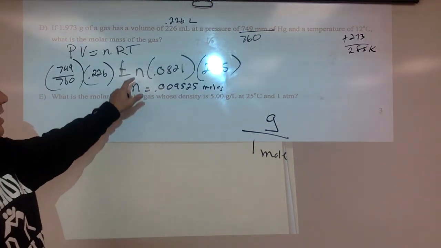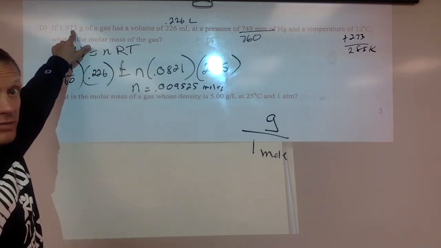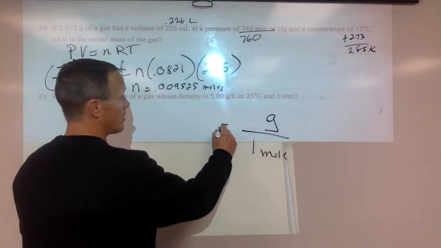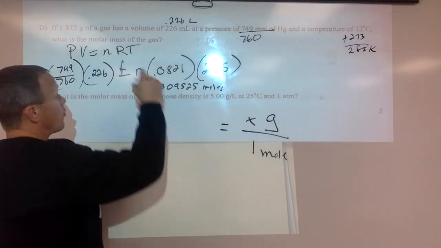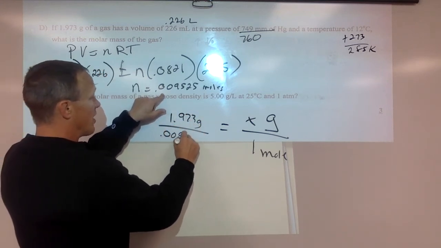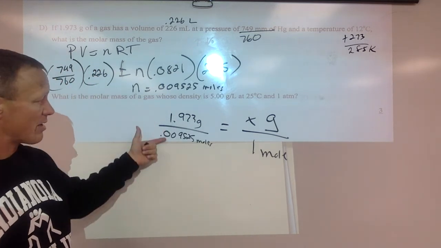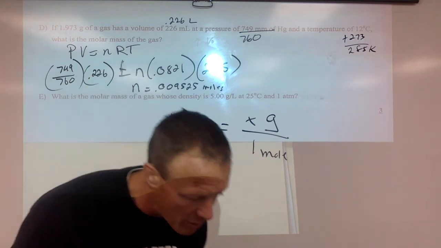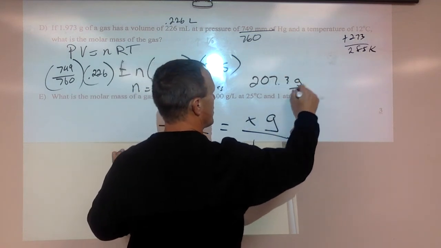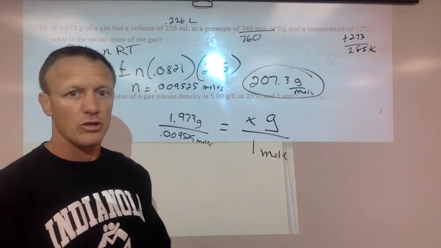That's a very small amount of moles because we had a very small container. So this many grams make up this many moles. I can set up a little proportion: if 1.973 grams is 0.009525 moles, then how many grams are in 1 mole? I'm really just taking this divided by this to figure out how many grams per mole it is. And you get about 207.3 if I divide those two. So that is the molar mass of that gas. I'll let you guys finish up the other problems.